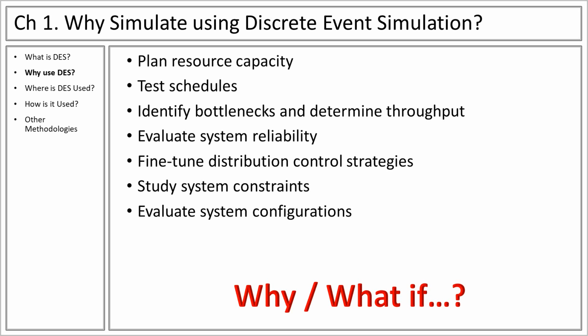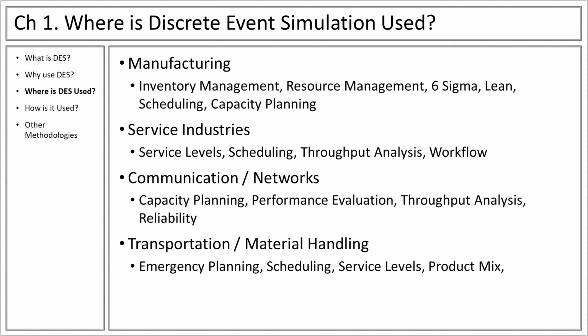Discrete event simulation models allow companies and governmental agencies to look at their fundamental processes from a cross-functional perspective and ask why or what if. This gives some of the most common areas where discrete event modeling is used. This includes manufacturing, the service industries, communication and network industries, and the transportation and material handling industry.